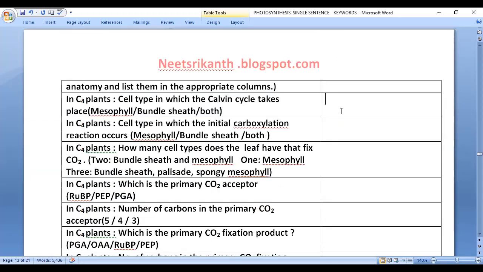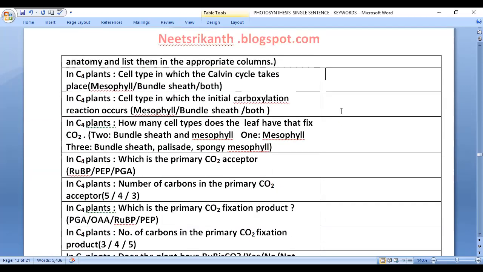Let's go with C4 plants. The cell type in which the Calvin cycle takes place: mesophyll, bundle sheath or both? Bundle sheath. The cell type in which the initial carboxylation reaction occurs is the mesophyll. How many cell types does the leaf have that fix carbon dioxide? Two, bundle sheath and mesophyll.